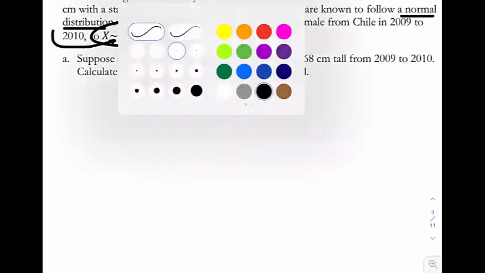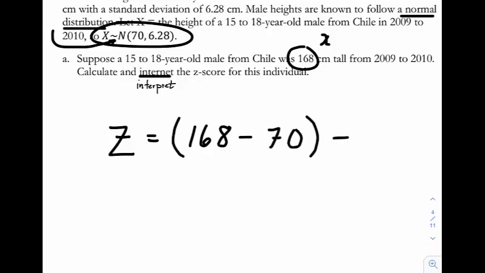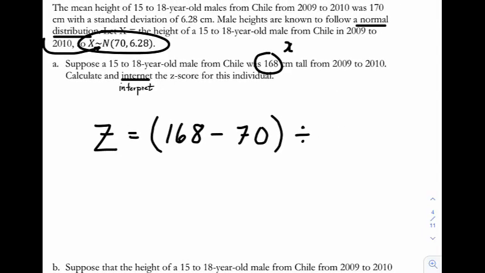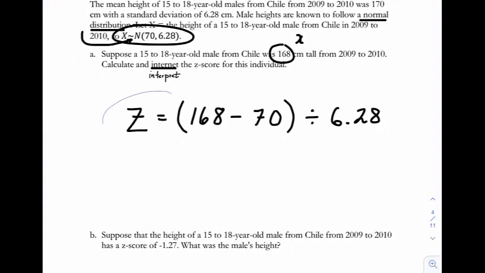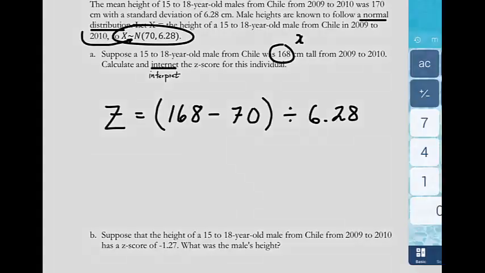Alright, so then pretty simple here. You're going to take that value at hand, so this is x for the 168, subtract the mean from that, which is 70, and then divide by the standard deviation. Okay, let's go ahead and grab a calculator, order of operations for that. Then we'll discuss rounding.